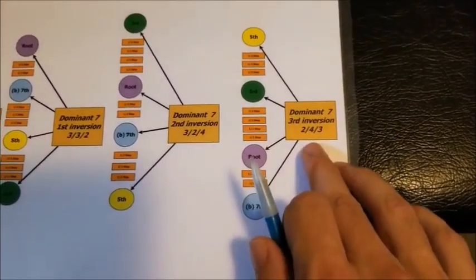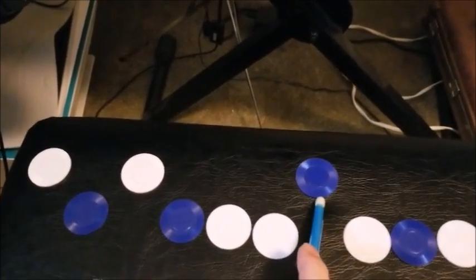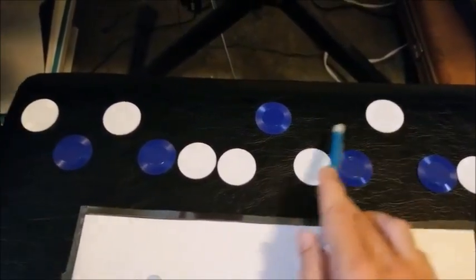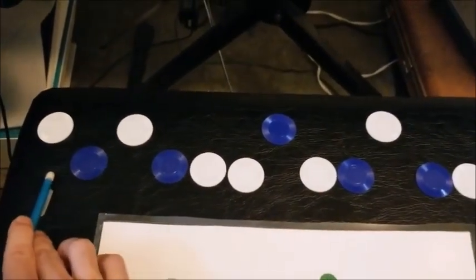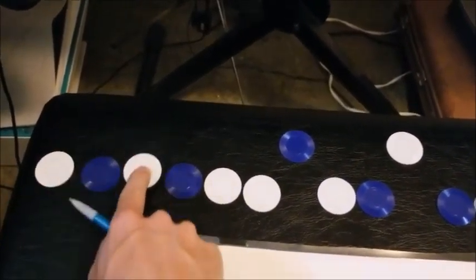And finally, the third inversion form, 2-4-3, starting on C, is going to be 1, 2. This will be the root. And then 4, 1, 2, 3, 4. And then 3, 1, 2, 3. So here we have a D7 in third inversion. C, D, F sharp, and A. Okay.